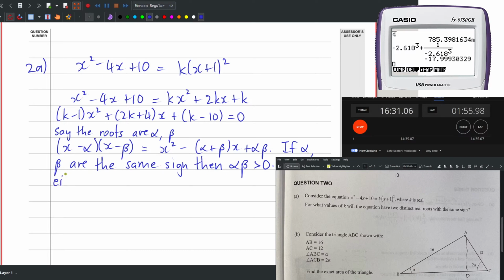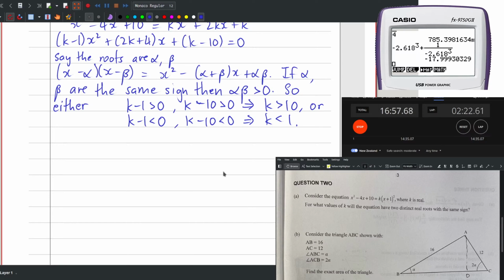So either k minus 1 is greater than 0 and k minus 10 is greater than 0, which implies that k is greater than 10, or k minus 1 is less than 0 and k minus 10 is also less than 0, which implies that k is less than 1.